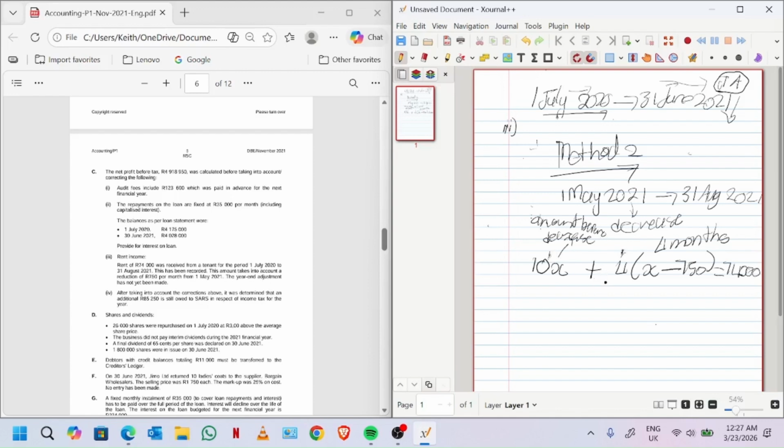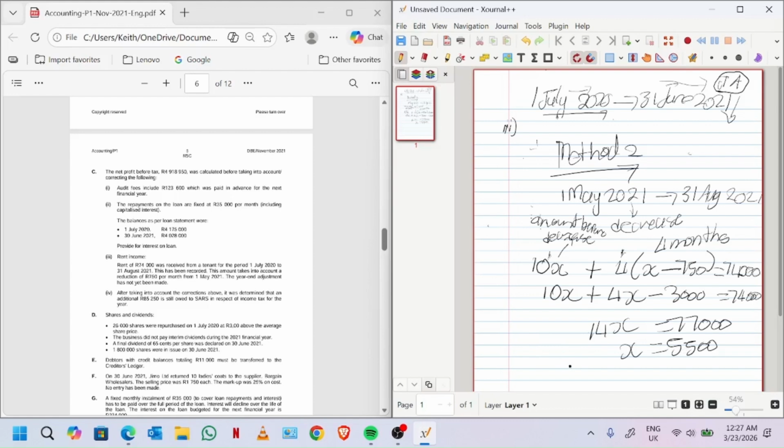They should be equal to the total number of months. So 10x and then 4, you multiply it by the decrease. Remember, we do not know what the amount is, right? So we have plus 4x and then minus 3,000 is equal to 74,000. And so we have 14x is equal to 77,000. Obviously x being 5,500. Alright, remember, this is a principal amount.